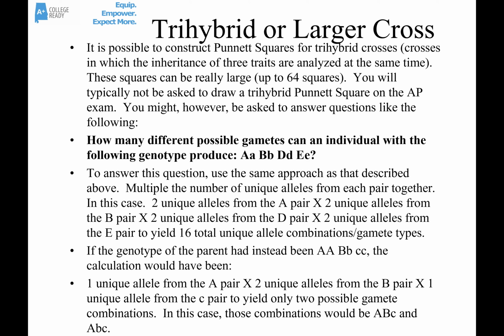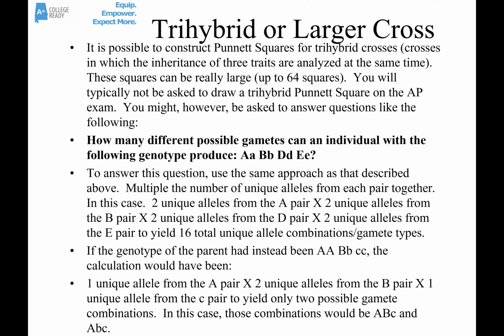Now there are cases where you can do trihybrid or larger crosses involving 3 or 4 or 5 traits. So let's talk about trihybrids at first. So trihybrid crosses, we're looking at 3 traits at the same time. If that was the case, the square could have up to 64 squares inside it. On the AP exam, they're probably not going to ask you to draw a huge Punnett square like that, but they might ask you questions like the ones that you see below.